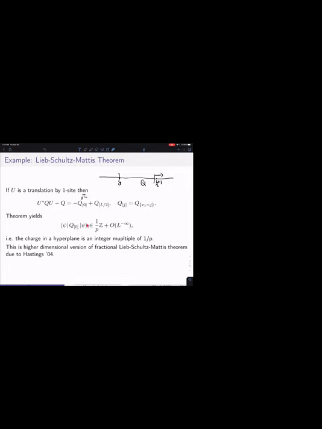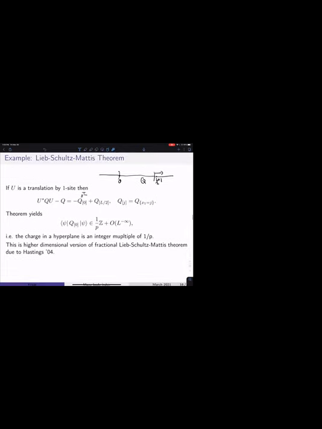This means that the theorem says that the expectation value of this stack of charges is one over p times an integer, where p is the state degeneracy. In other words, if you have a translation-invariant system with a conserved charge and it's gapped, then the charge in a hyperplane is an integer multiple of one over the degeneracy of the ground state. And this is exactly the higher-dimensional version of the fractional Lieb-Schultz-Mattis theorem that was proved by Hastings in 2004. The original 1D version was proved by Lieb-Schultz-Mattis. It's typically formulated a little bit differently, but this is basically the formulation by Oshikawa. The equivalence of this formulation is just thinking through what the statement says.